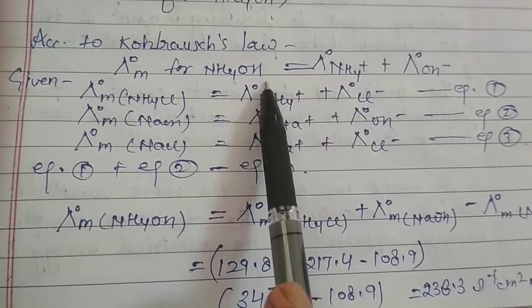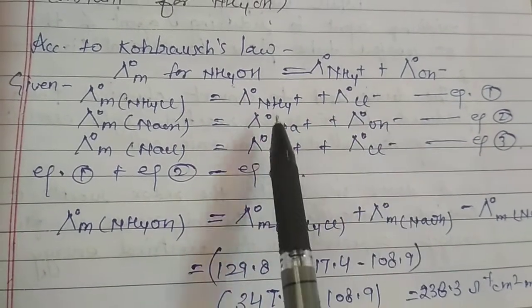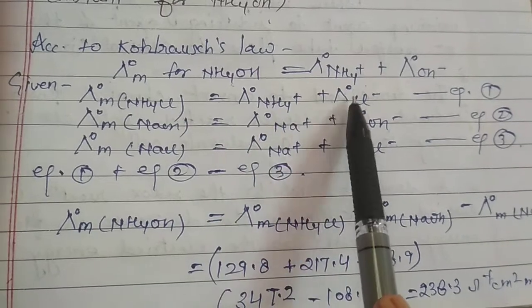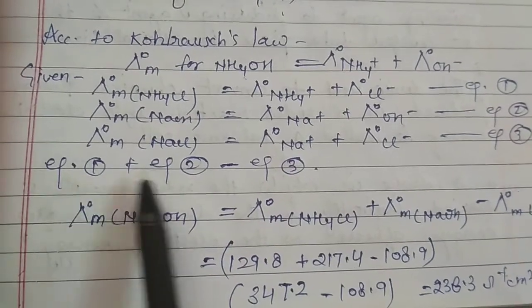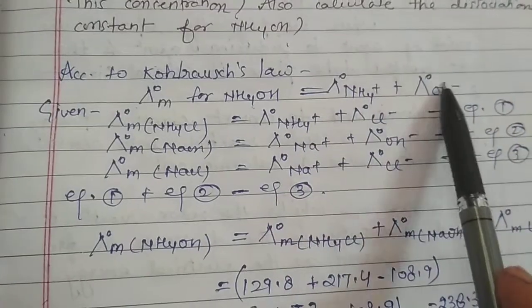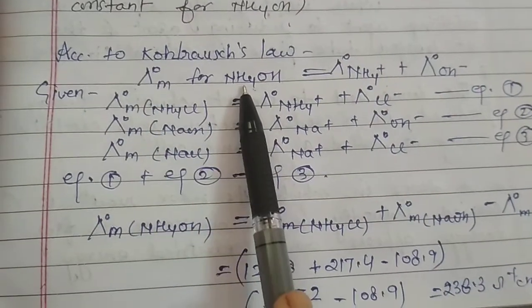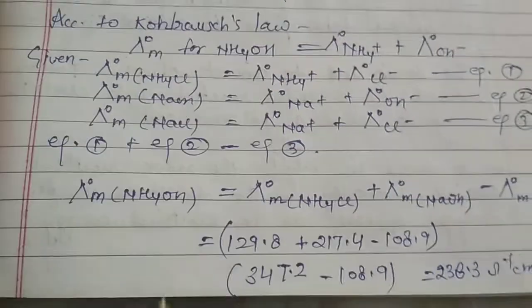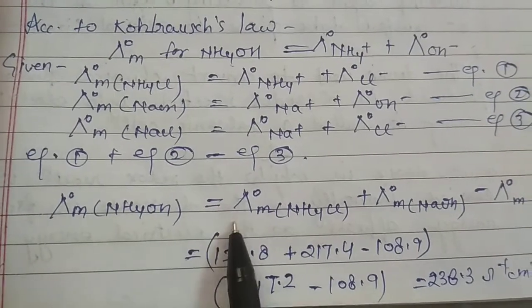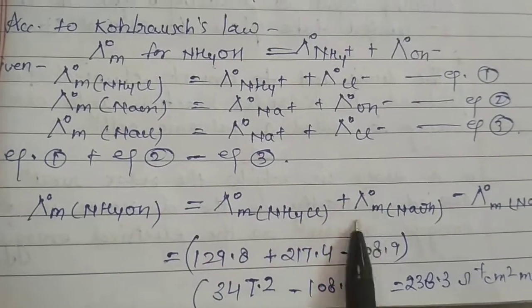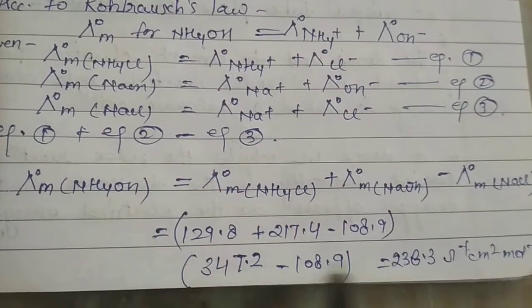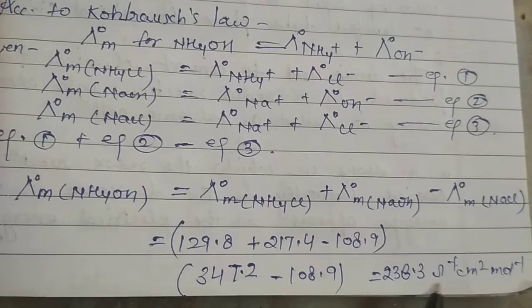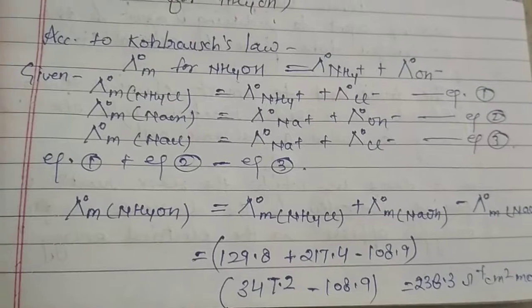For this we are to sum up equation 1 and 2. Now we are to exclude these lambda naught Na ion and lambda naught Cl ion. It means we are to subtract the third equation. So equation 1 plus equation 2 minus equation 3 will give us the resultant lambda naught m for ammonium hydroxide by the Kohlrausch law. So lambda naught m ammonium hydroxide would be equal to lambda naught m ammonium chloride plus lambda naught m NaOH minus lambda naught m NaCl. By placing the values, we would find the answer as 238.3 ohm inverse centimeter square mole inverse, that is the lambda naught m for ammonium hydroxide.